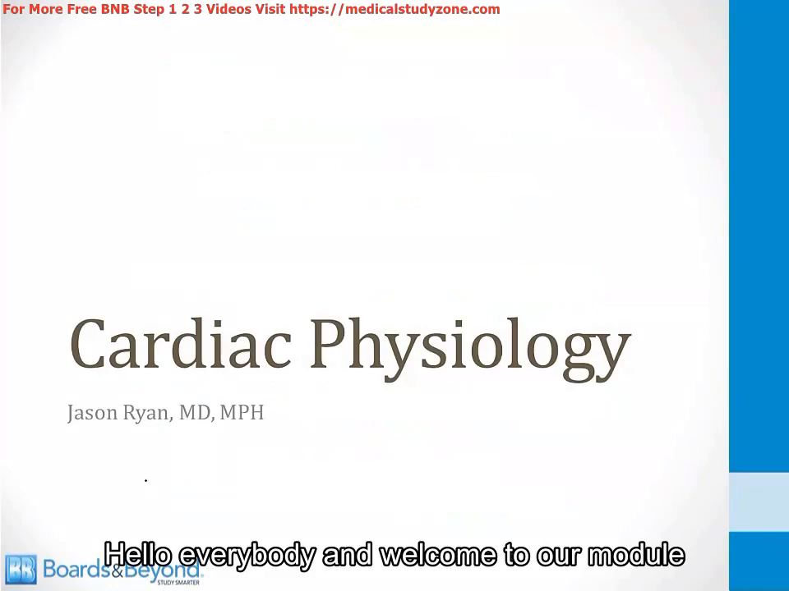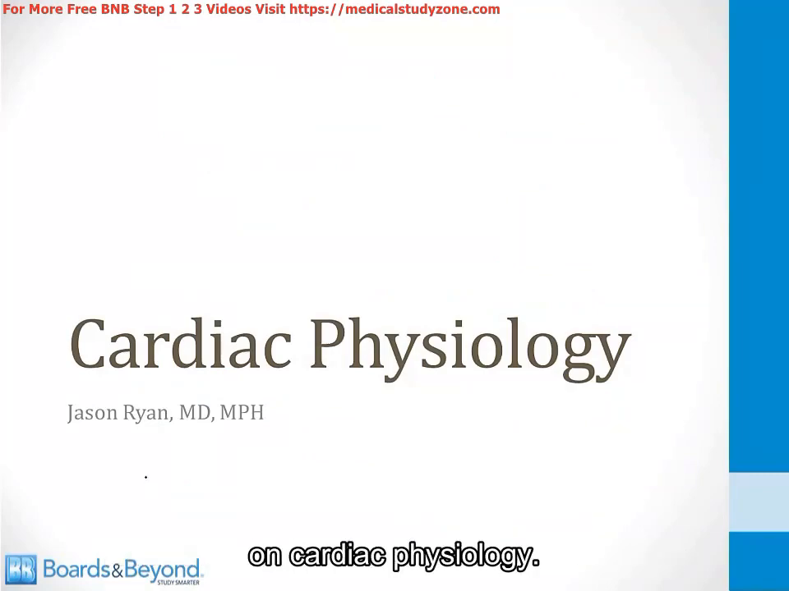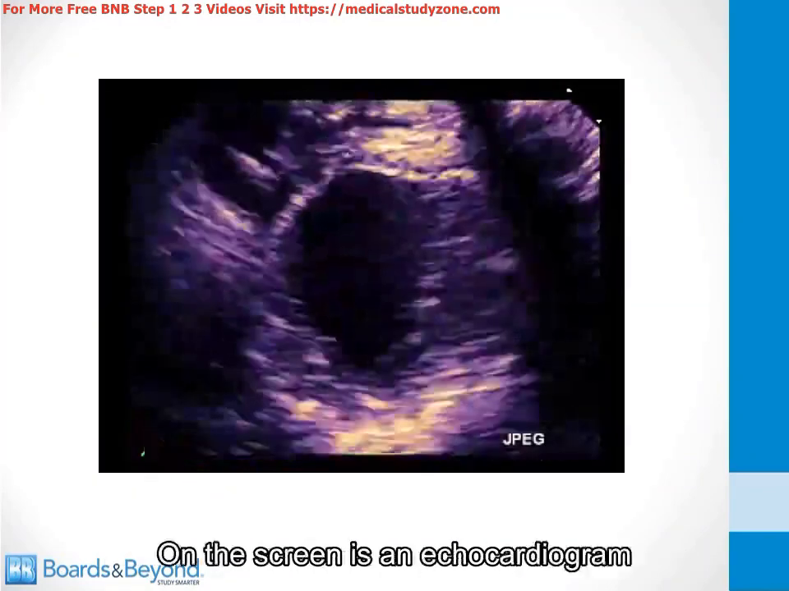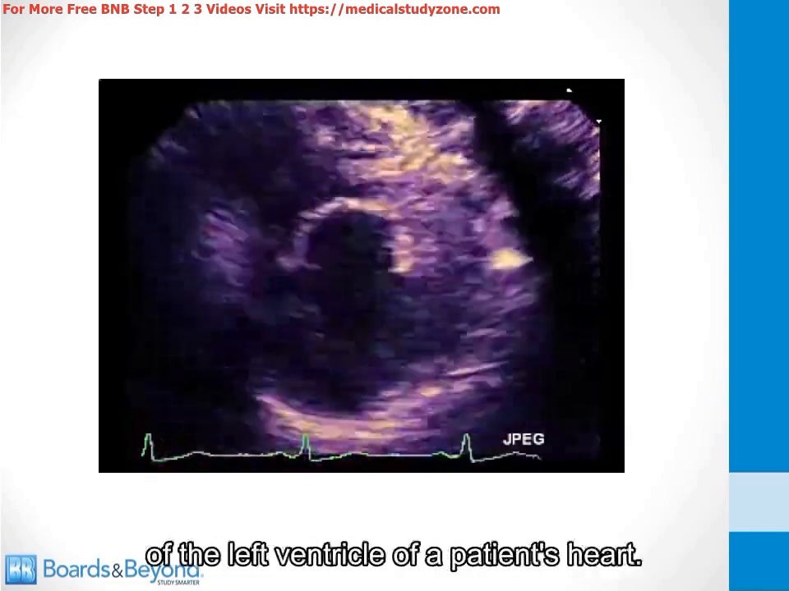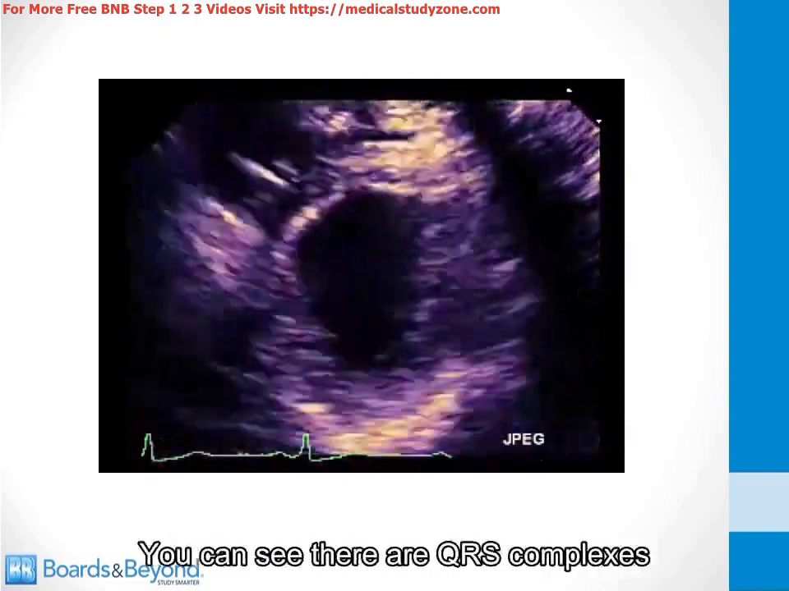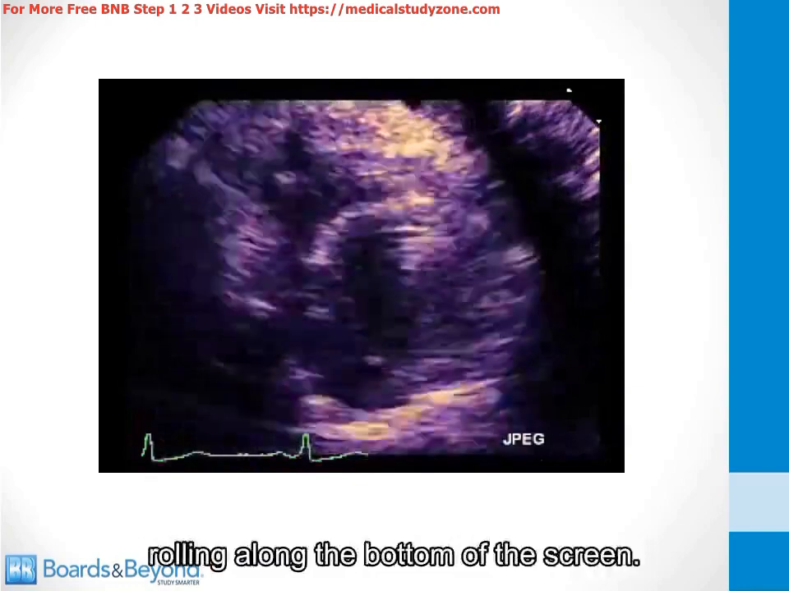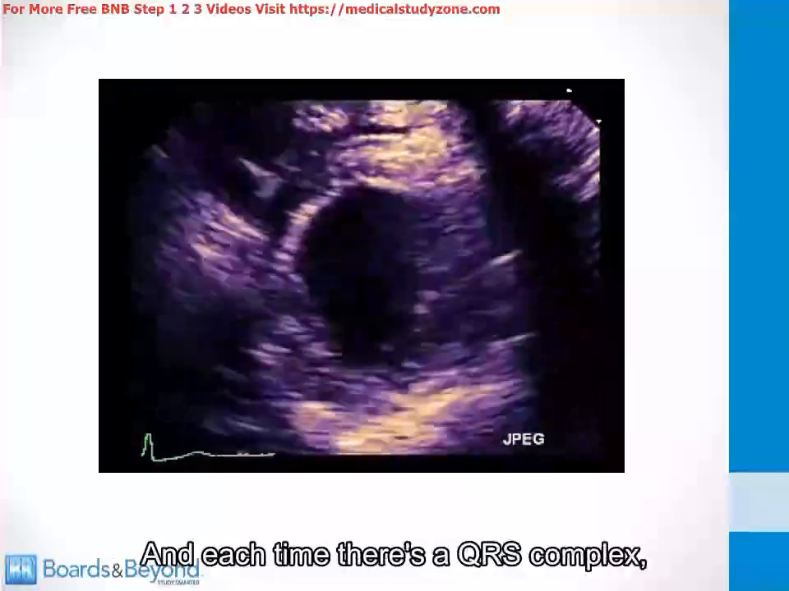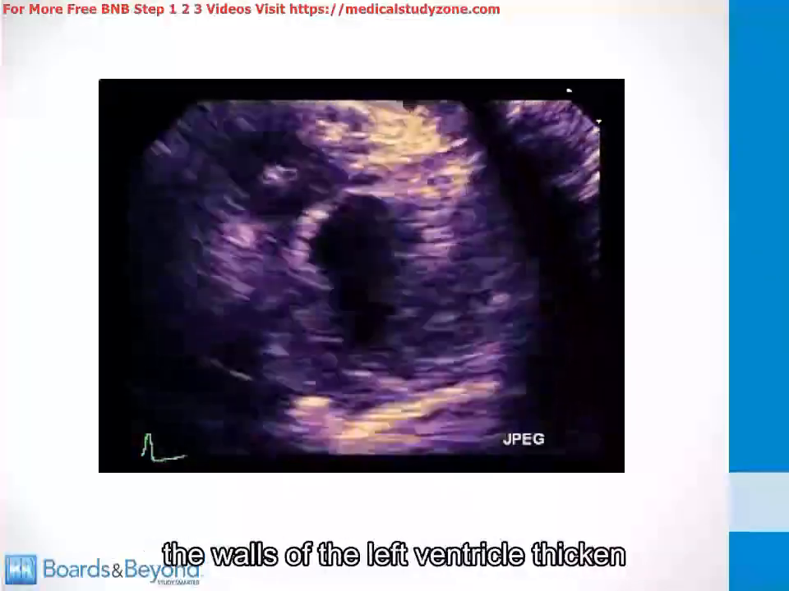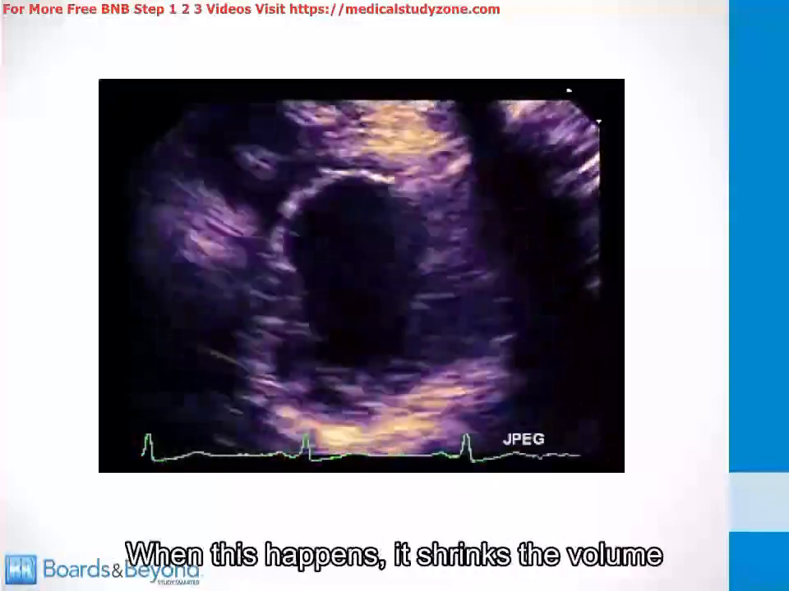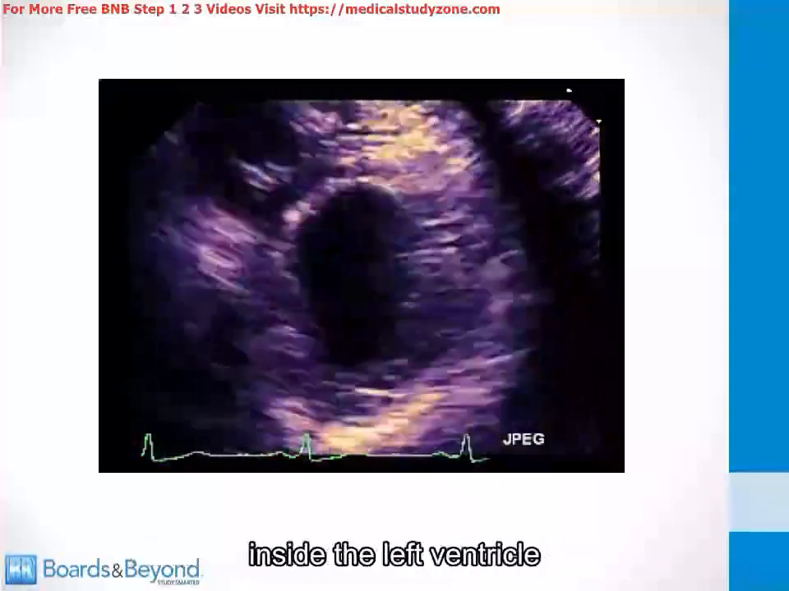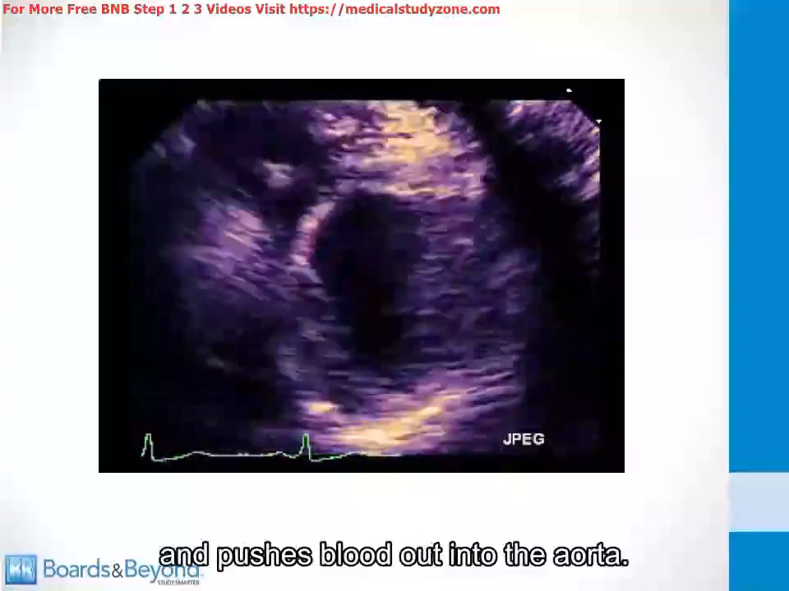Hello everybody and welcome to our module on cardiac physiology. On the screen is an echocardiogram of the left ventricle of a patient's heart. You can see there are QRS complexes rolling along the bottom of the screen, and each time there's a QRS complex, the walls of the left ventricle thicken and move towards the middle. When this happens, it shrinks the volume inside the left ventricle and pushes blood out into the aorta.